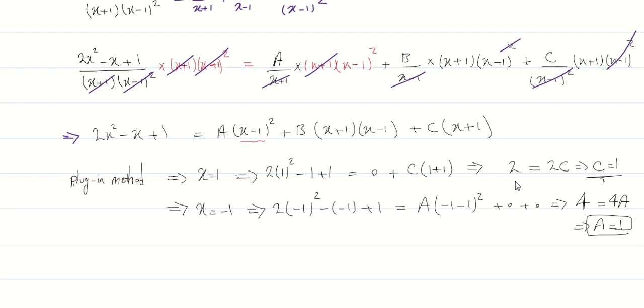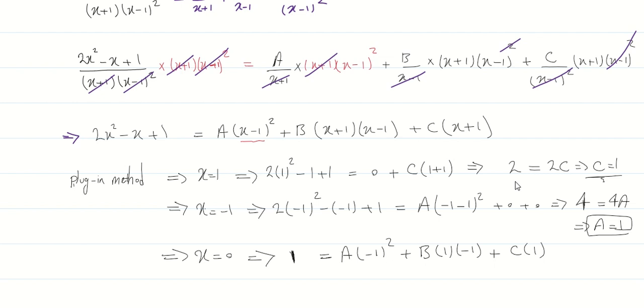Now, on the last stage, we want to find b. So if x is equal to 0 now, what would be our equation? So if x is equal to 0, we have 0 minus 0 plus 1 on the left hand side. So it would be equal to 1 on the left hand side. And on the right hand side, we would have a times -1 squared plus b times 1 times -1, c times 1. So basically I just substituted 0 in every term in this equation.